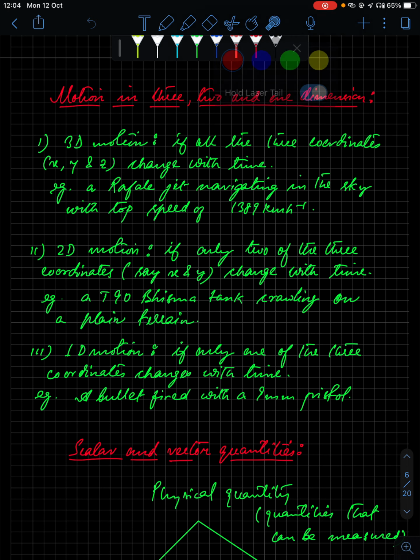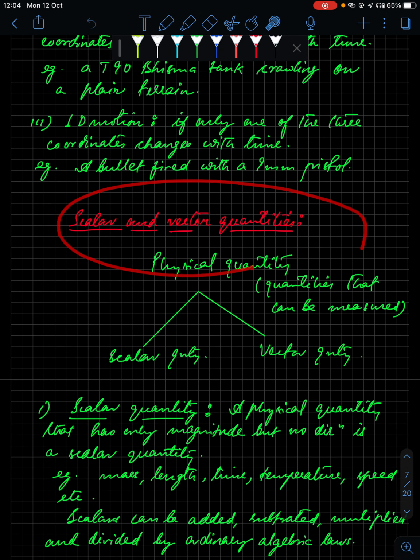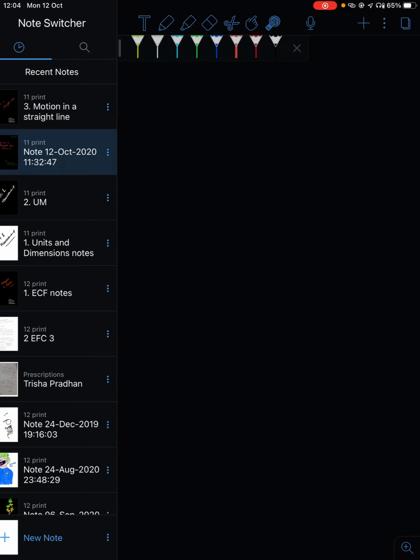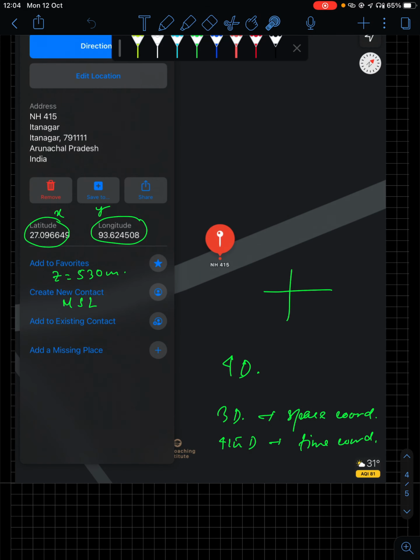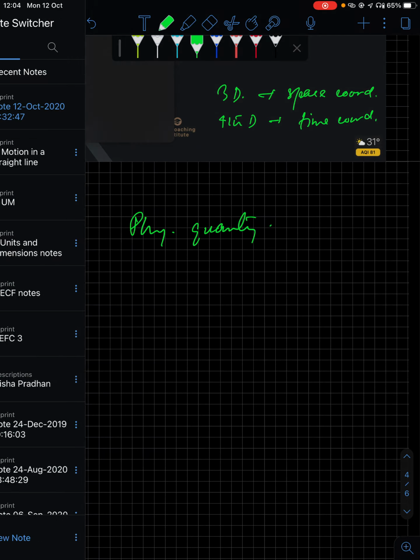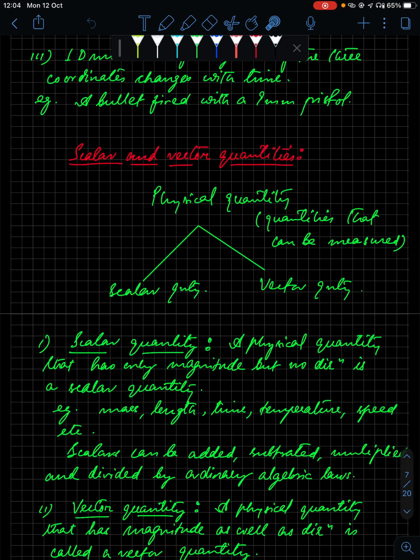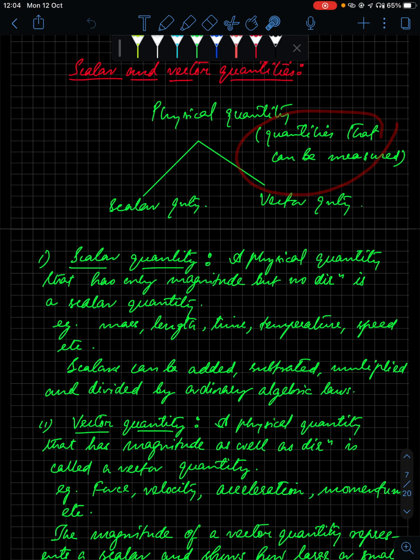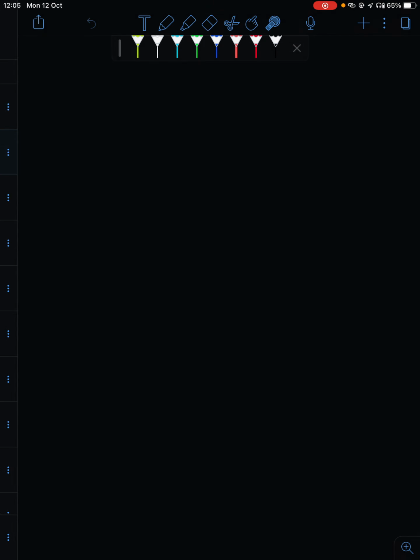After this, we have scalar and vector quantities. Firstly, I'll ask you, what is a physical quantity? Physical quantity is any quantity that can be measured. You call that a physical quantity. You can have a lot of examples, like you can measure length, time, mass, force. All these are physical quantities, because they can be measured, right?